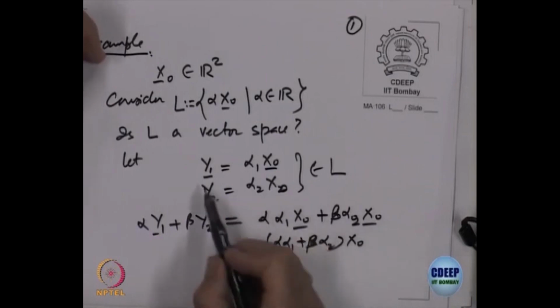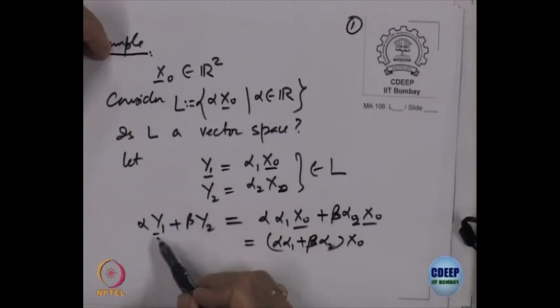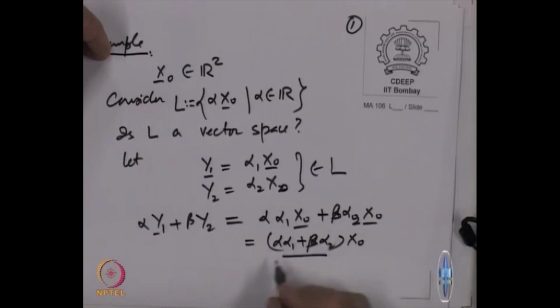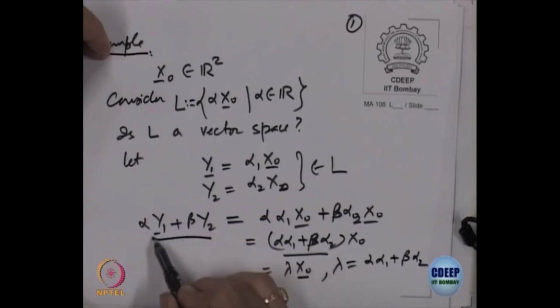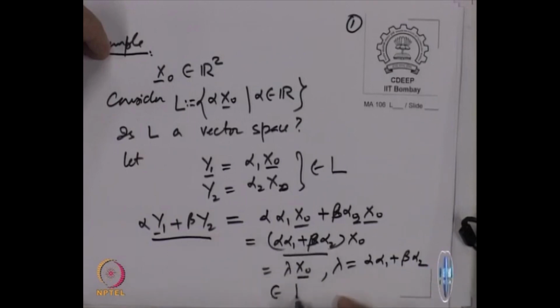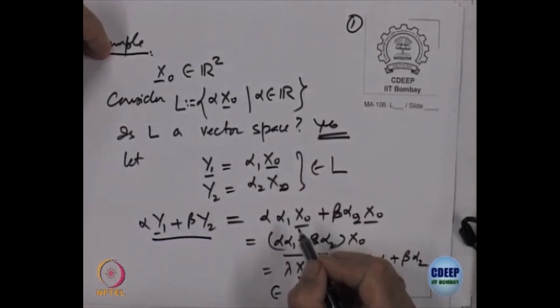I take two elements in that set L, y1 and y2, two vectors, and take alpha times y1 plus beta times y2. So, this is equal to some lambda times x0. What is lambda? That is alpha alpha1 plus beta alpha2. That means a linear combination of y1 and y2 is again belonging to L. Is that okay for everybody? So, this L is a vector space.